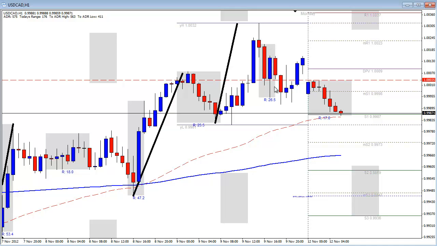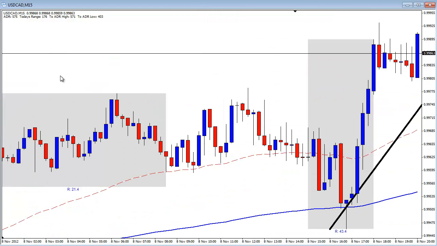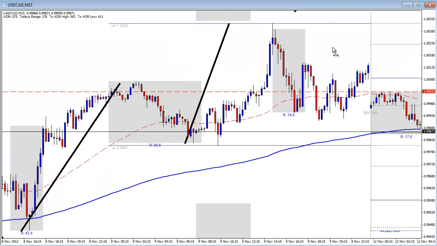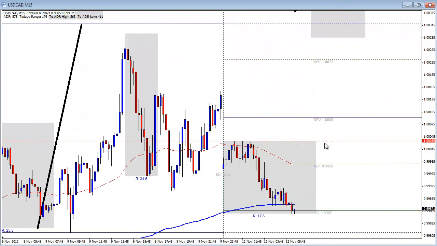We see that move completely retraced, and so the stage has been set. We have all the criteria for the weekly trend to be finished. But now what do we use for that last bit of information? Again, we're going to zoom into a 15-minute chart. Now looking at the 15-minute chart here, we see a very clear high. This is Sunday. We have a Sunday session high.